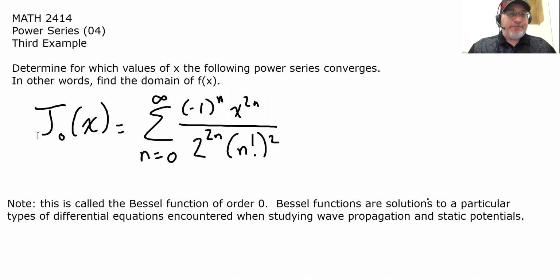We have a function, capital J0 of x, equal to the sum from n equals 0 to infinity of (-1) to the nth power. So we have an alternator, times x to the 2n over 2 to the 2n times n factorial squared.